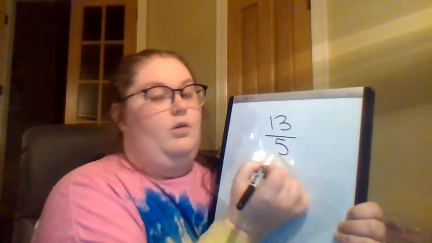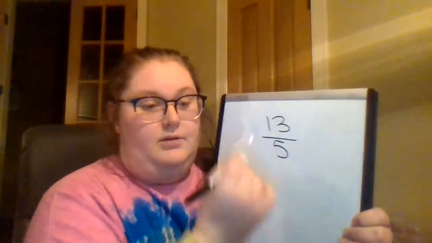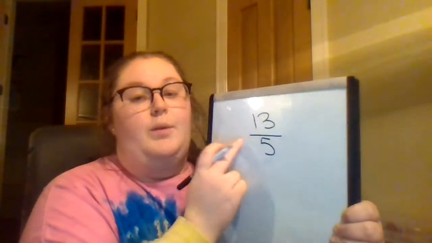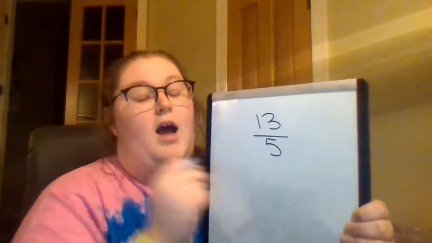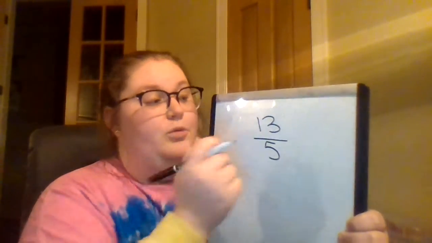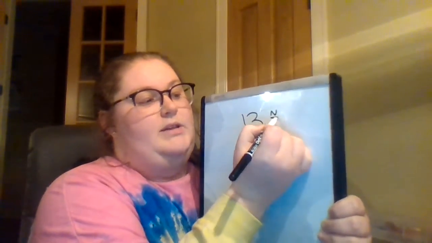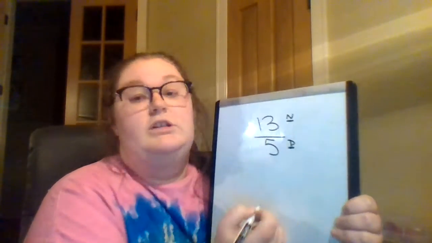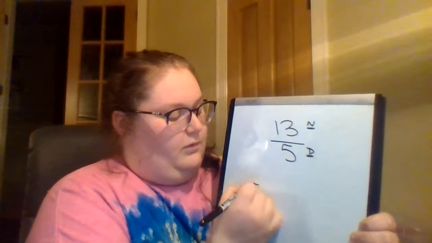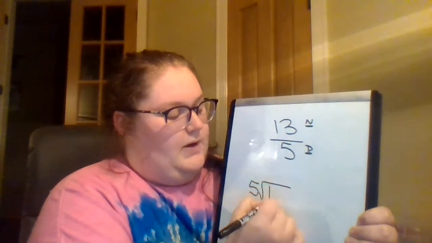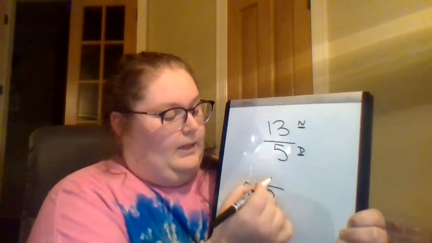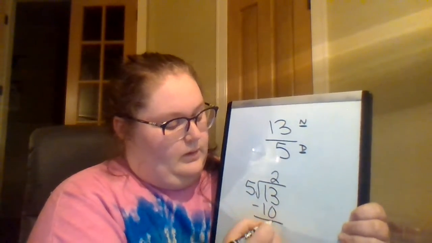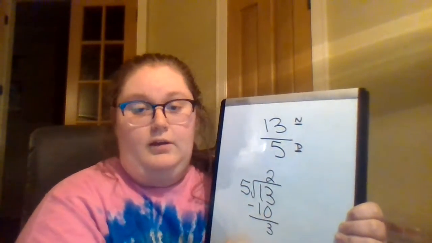13 fifths. Okay? So in order to change my improper fraction into a mixed number, I first have to divide my numerator, which is my top, by my denominator, which is my bottom. So let's do that real fast. 13 divided by 5. 5 goes into 13 two times, so let's do 2. So am I left over with 3?